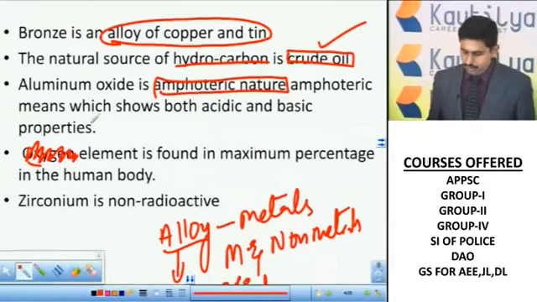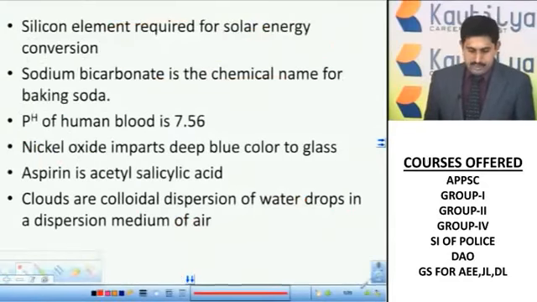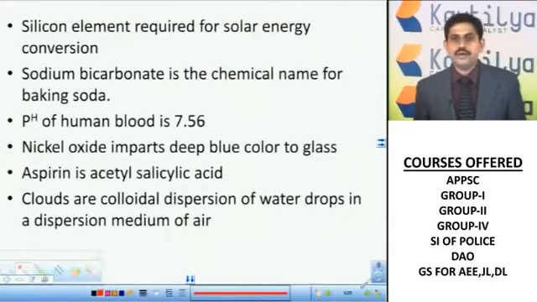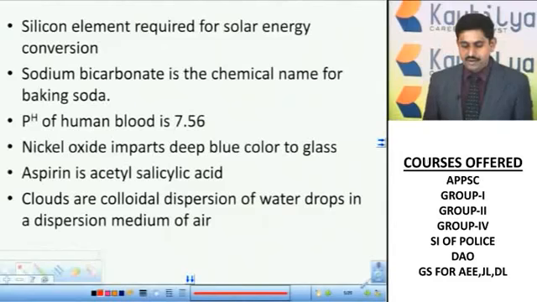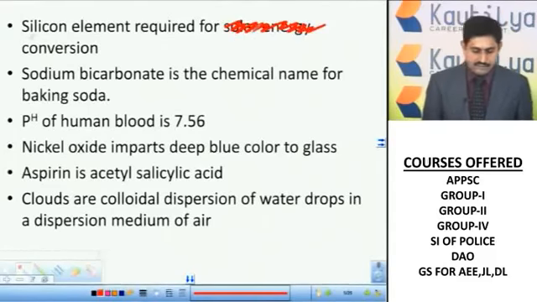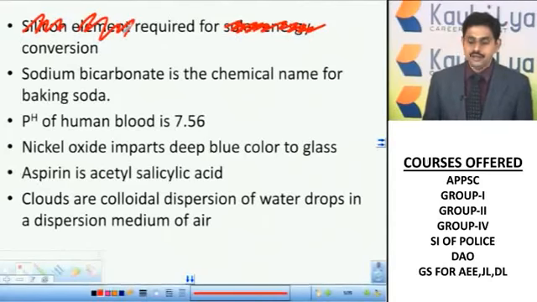Zirconium is a non-radioactive element. Cadmium also is a non-radioactive element. Zirconium and cadmium are called non-radioactive elements. Okay. Now silicon is required for solar energy conversion. Solar energy is converted in the presence of silicon, that means it is one of the constituents present in the solar panel. Okay, that is silicon, required for conversion of solar energy.